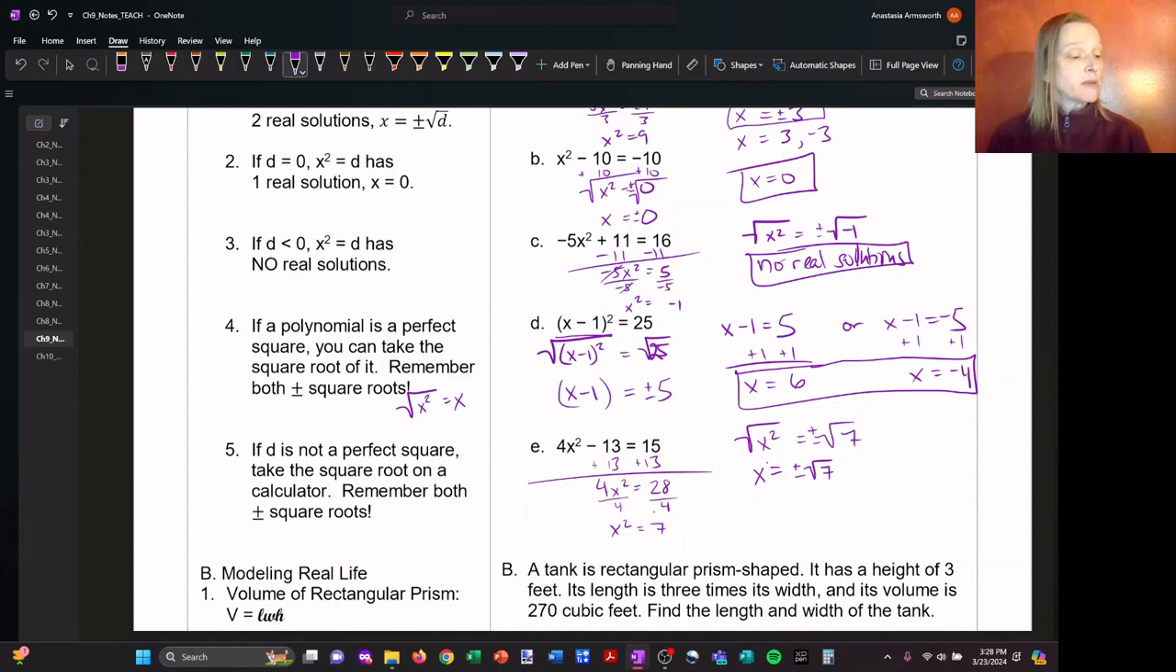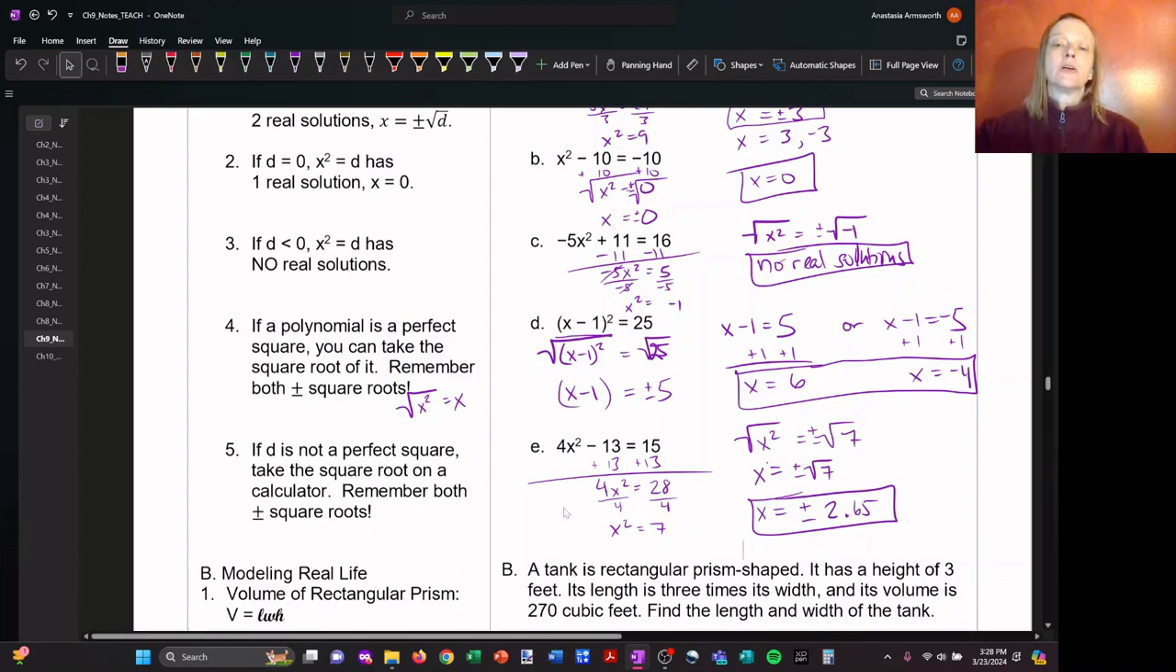But if I need to know approximately what that value is, I can just type in the square root of 7 on my calculator, and then I'll know that x is going to be plus or minus, positive or negative, 2.65, and get an approximation that way.